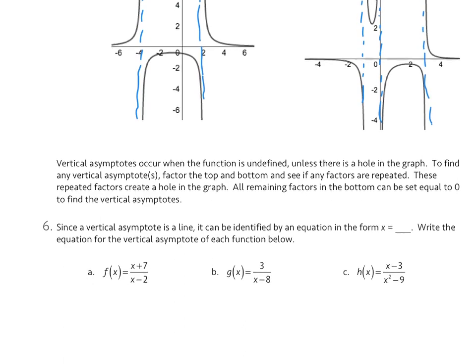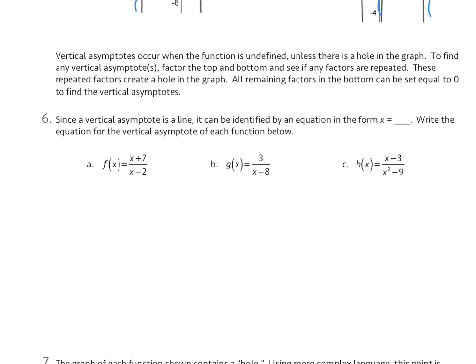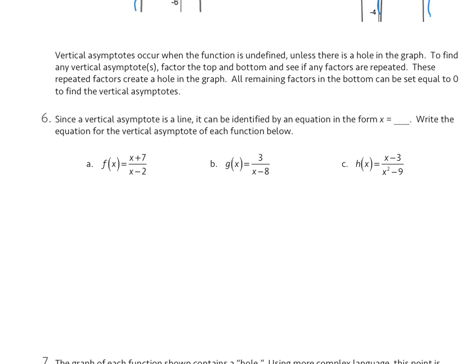To find any vertical asymptotes, factor the top and bottom and see if any factors are repeated. These repeated factors create a hole in the graph. They create a disguised form of 1. All the remaining factors in the bottom can be set equal to 0 to find the vertical asymptotes. Vertical asymptotes are lines, so they can be identified by an equation in the form x equals some number. Write the equation for the vertical asymptote for each function below.